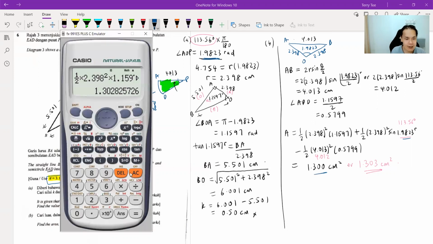The calculator's pi is the most accurate, yeah, but I don't know why SPM still wants to use 3.142. This is actually a much better conversion value to use, rather than 3.142.